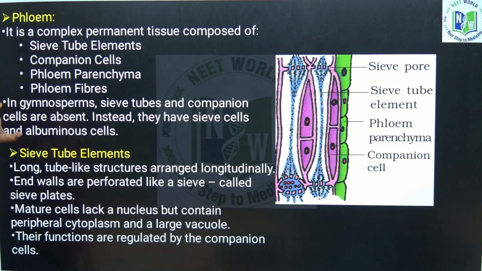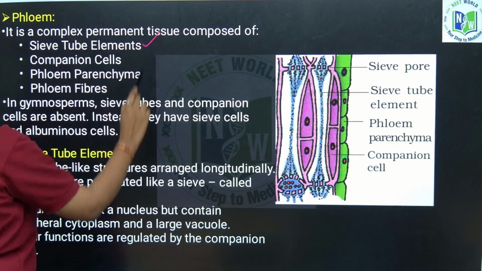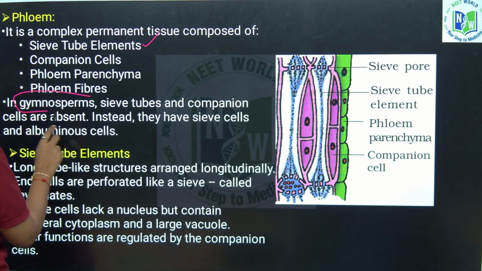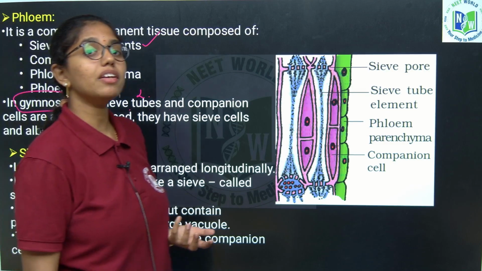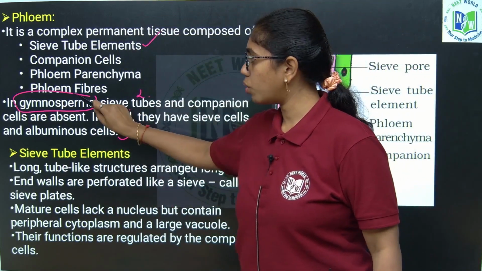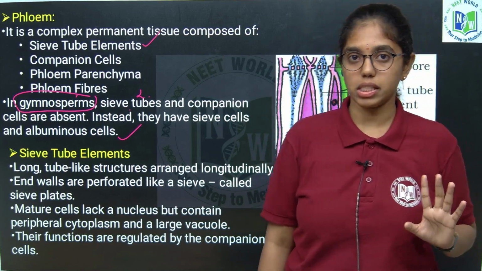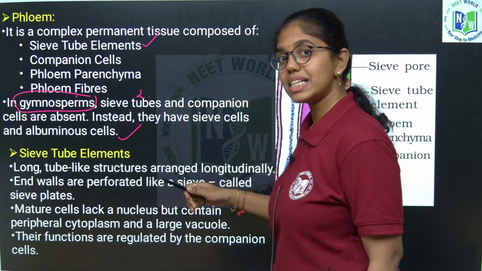Now, coming to the last type of complex tissue, which is phloem. Phloem is a complex permanent tissue composed of sieve tube elements, companion cells, phloem parenchyma and phloem fibers. Of course, in gymnosperms, sieve tubes and companion cells are absent. Sieve tubes are present in the form of sieve cells, and companion cells in the form of albuminous cells, only in gymnosperms. In xylem, which tissue is absent in gymnosperm? Vessels. Remember it.